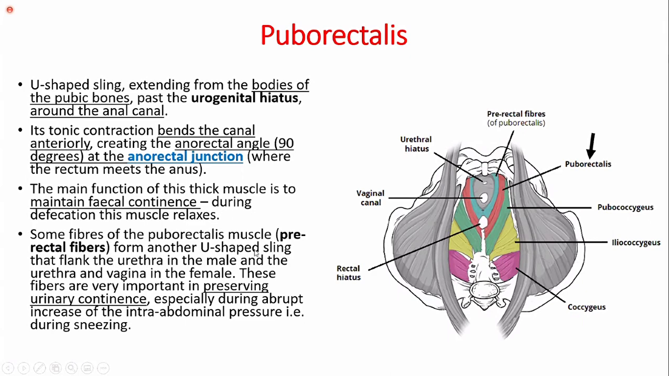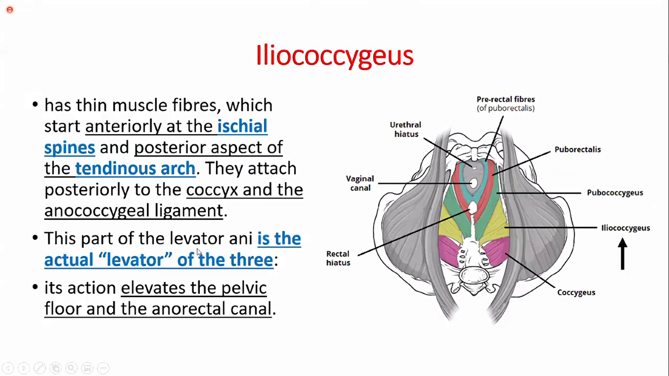And then there are some fibers that also contribute to the urethra, helping you in controlling urination. But this is another function that the puborectalis gives rise to.